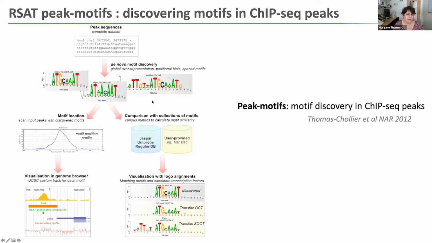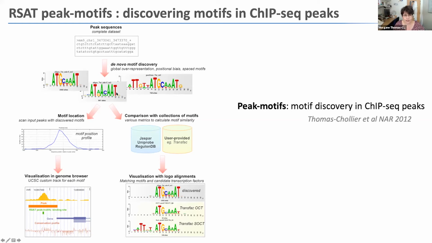So how does it work? We start from peak sequences, and as you can see here, it's written complete data sets. This was important. I will come back to that in a few minutes. And the program applies multiple de novo motif discovery algorithms. So it runs oligo-analysis for global overrepresentation. It runs dyad-analysis for the spaced motifs. And we have two other programs that take as criteria the positional bias that I told you about.